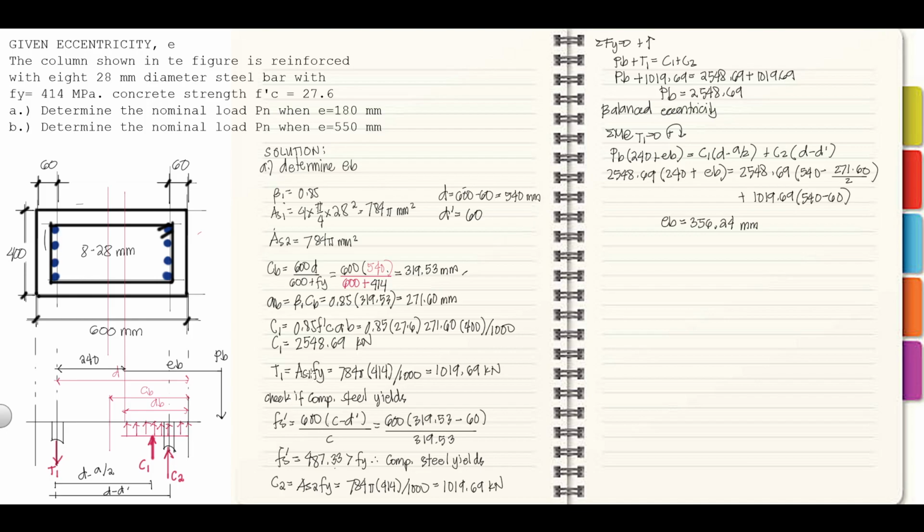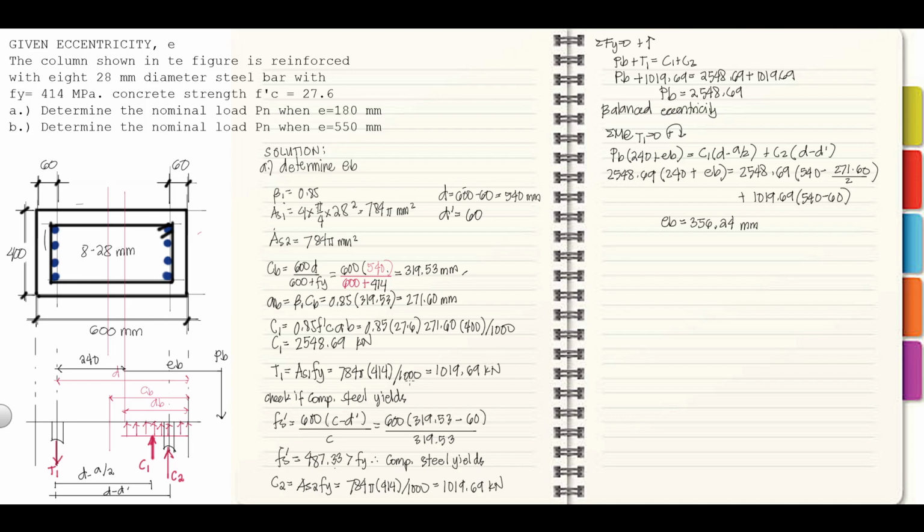So, next is our tension force, T1. This is due to the tensile steel. So, that is AS1 FY. Okay, bakit FY again? FY because this is a balanced condition, therefore the steel yields at the same time the concrete will yield. Okay, so mag-yield yung steel natin, so that's FY. So we have 784 pi as your AS1 and your FY is 414. Divide natin yung 1,000 to make it 1,019.69 kilonewton. Okay, that is T1.